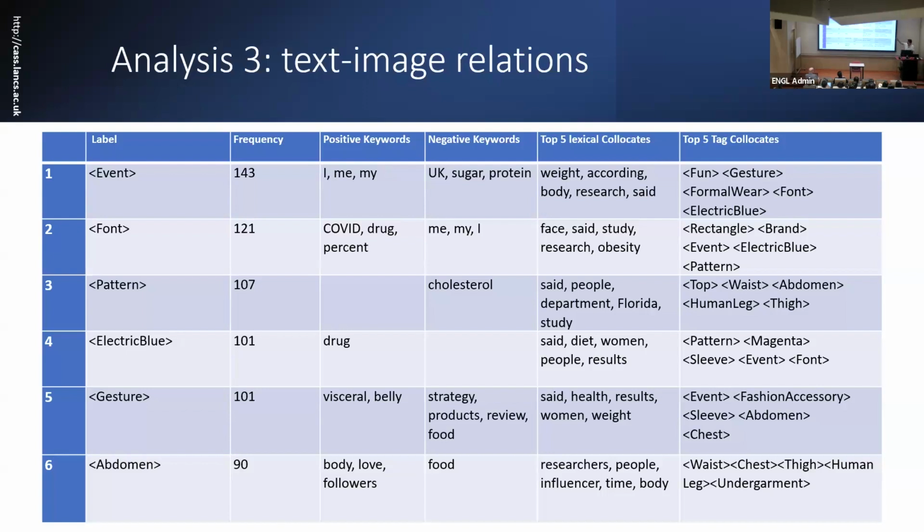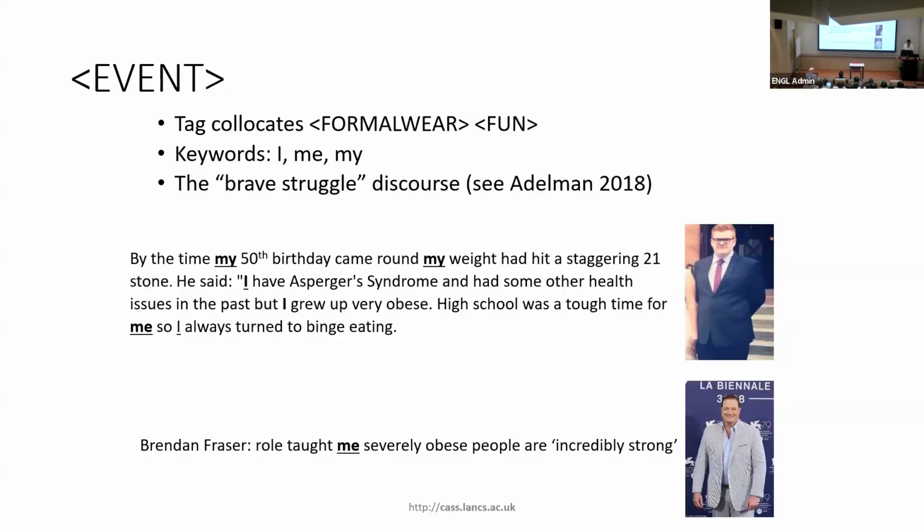So I'll take just a couple of tags from this table and try to illustrate how this works in a full analysis. I'll take the first one, event, and then I'll look at the last one, abdomen. So here's the event tag. Now, this was most likely to appear in the Mirror or the Times newspaper. And images tagged event tended to show people posing, often in quite smart clothing, like these two images here. That's why we also get the formal wear tag collocating with this image as well. So they're quite well-groomed people and formally posed photographs.